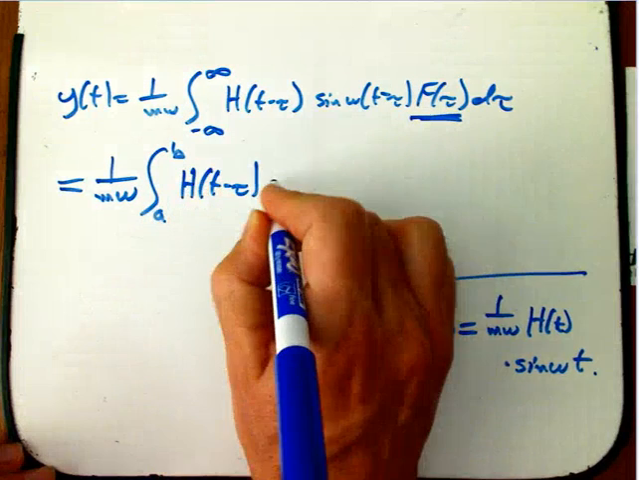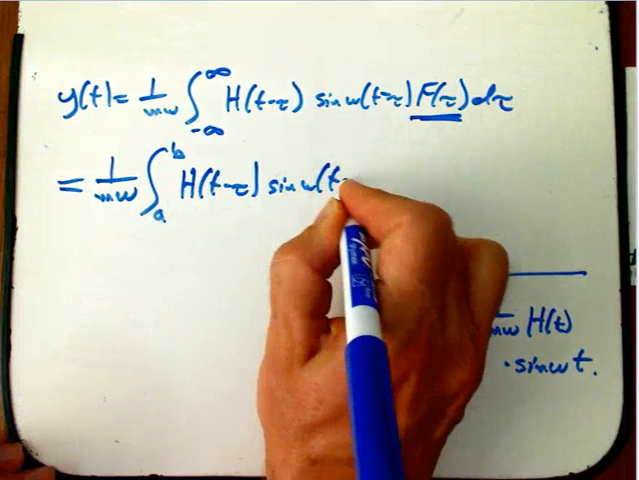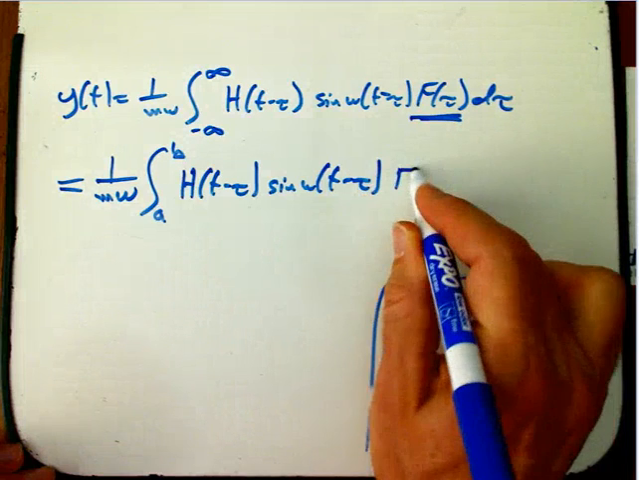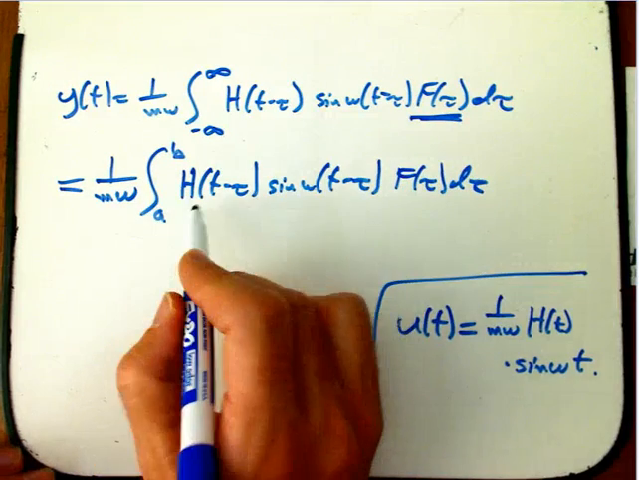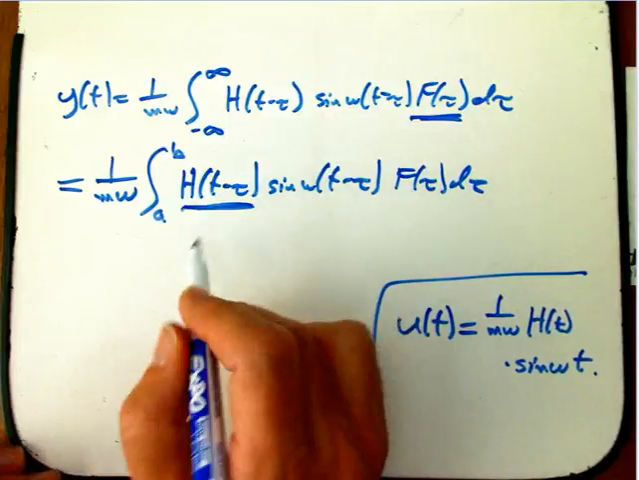And I'm just going to rewrite the whole thing. We still need to know the details of f of tau if we want the answer, but the key is that it's an integral from a to b. Now let's think about this h function.